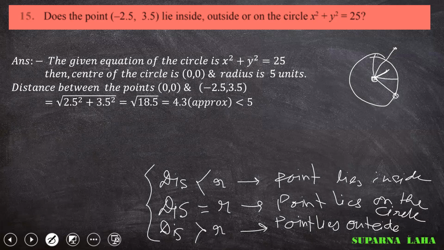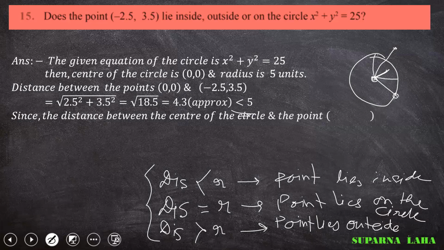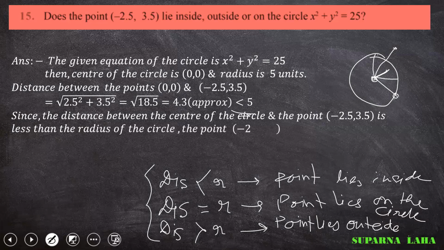So here look at this, the distance is less than 5, that is less than the radius, that means the point lies inside the circle. So write down the reason why you are saying it is inside the circle. Clear? So these are the 15 questions.